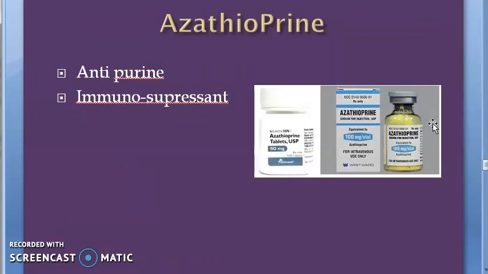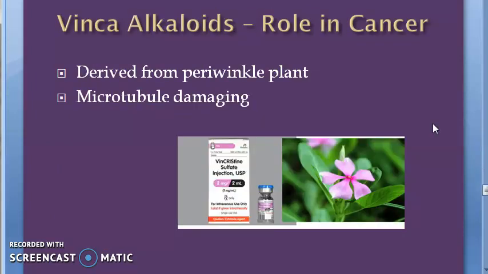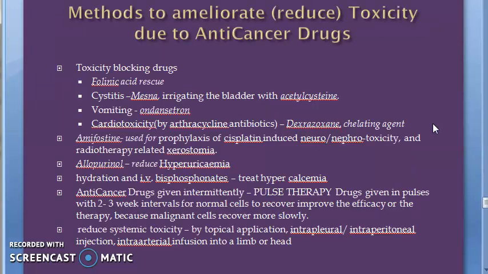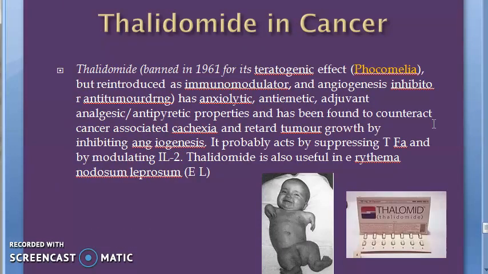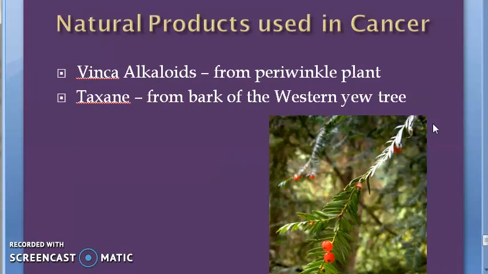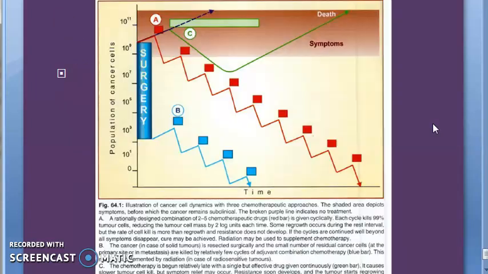Methotrexate, azathioprine, vinca alkaloids, L-asparaginase, how to reduce the toxicity of anti-cancer drugs. Then natural products, we already told you, vinca alkaloids, taxane. And this is how cancer therapy shows that the population of cancer cells decreases over time. Okay. So some chart here to show how the cancer treatment helps.